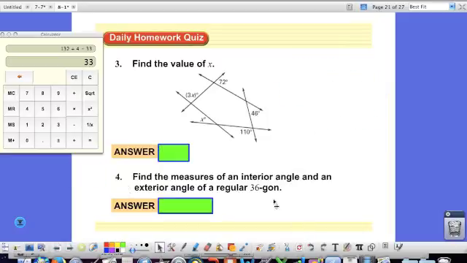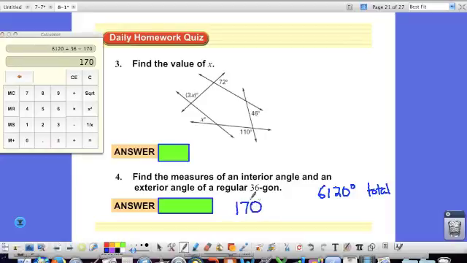And find the measures of an interior angle and an exterior angle of a regular 36-gon. So we're going to find the total sum of all of the interior angles first. 36 minus 2 is 34 times 180. So there's 6,120 degrees total. But there's 36 angles, so I have to divide by 36, and that's 170.